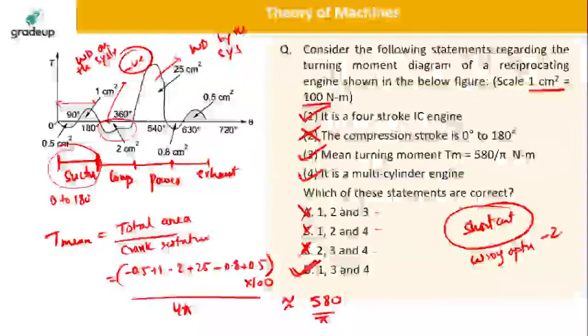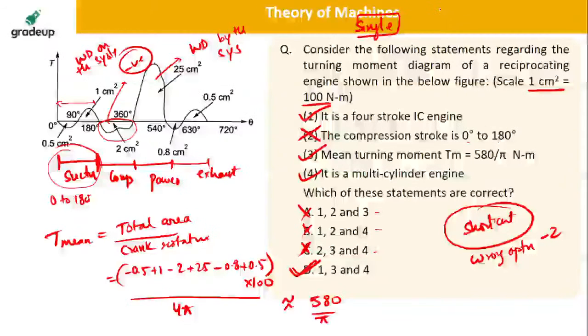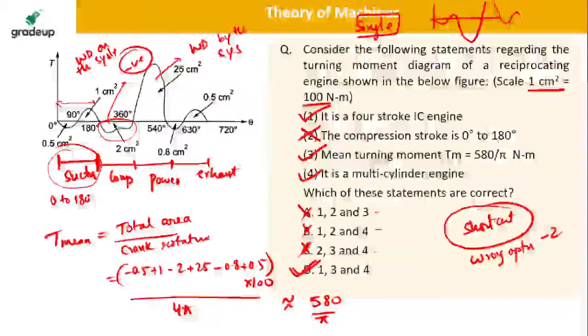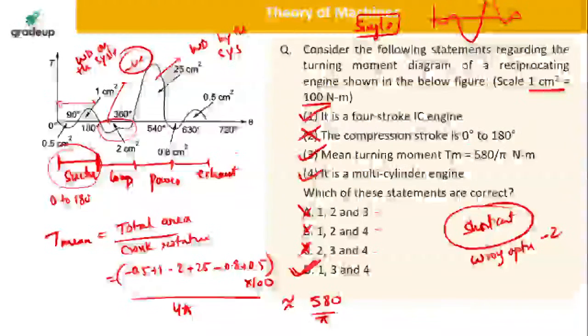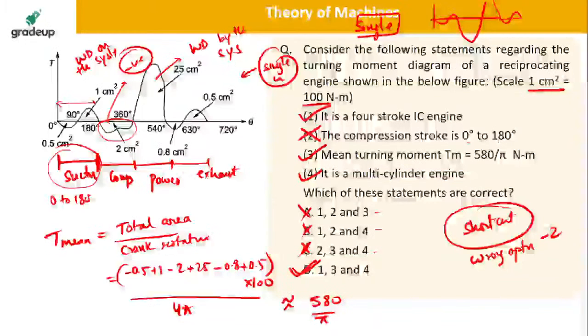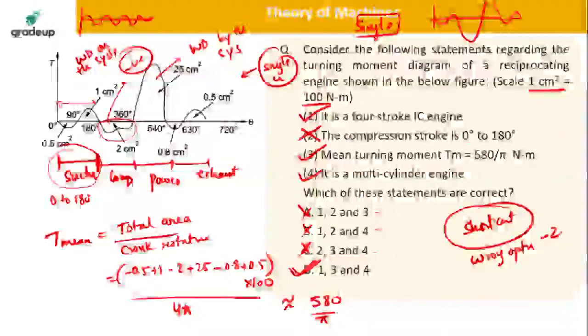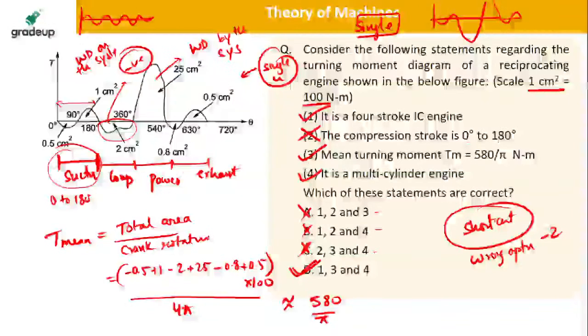How to tell it's a multi-cylinder? Let us suppose you are talking about a single cylinder, then we'll be having a graph like this. More negative and this will be more positive. Technically this should be a single cylinder, because for a multi-cylinder it is something like this. But they have not given such an option for us, so we can take it as a multi-cylinder. Clear? Fine. Let us go for the next question. Clear, Ramesh? I hope so.